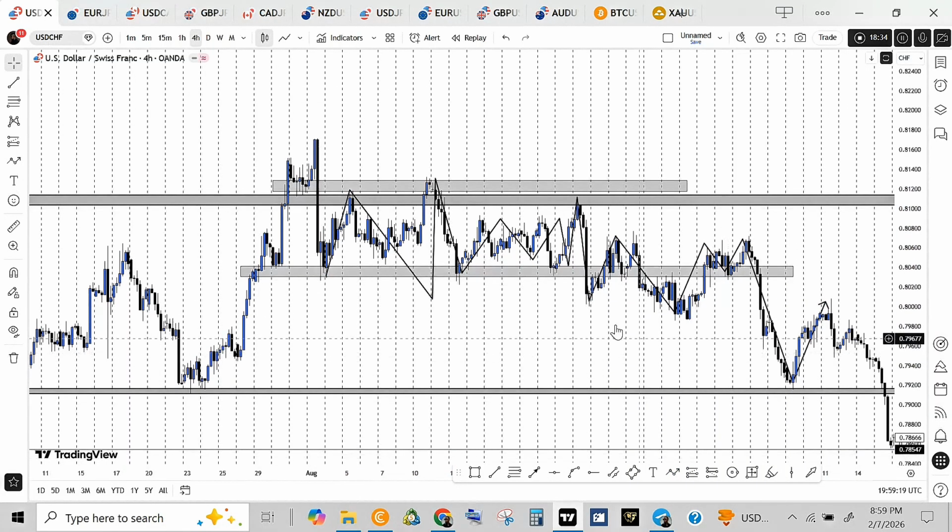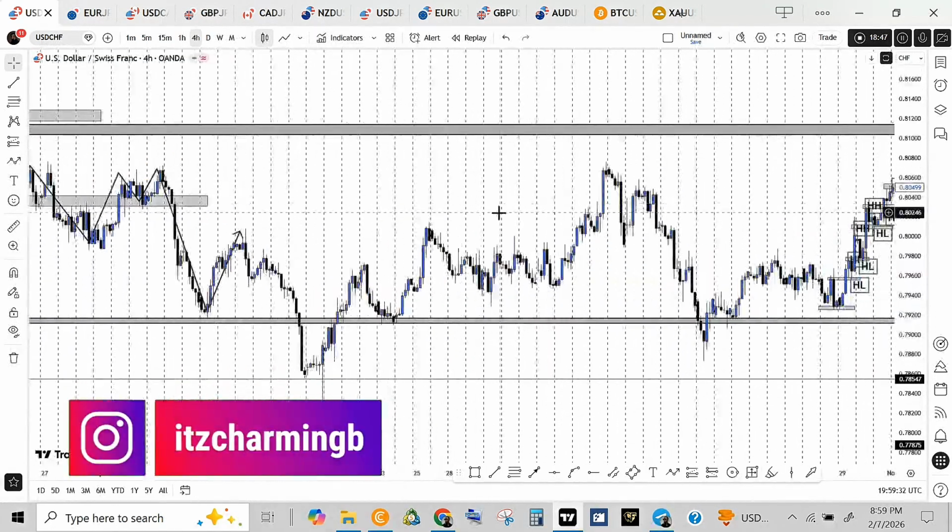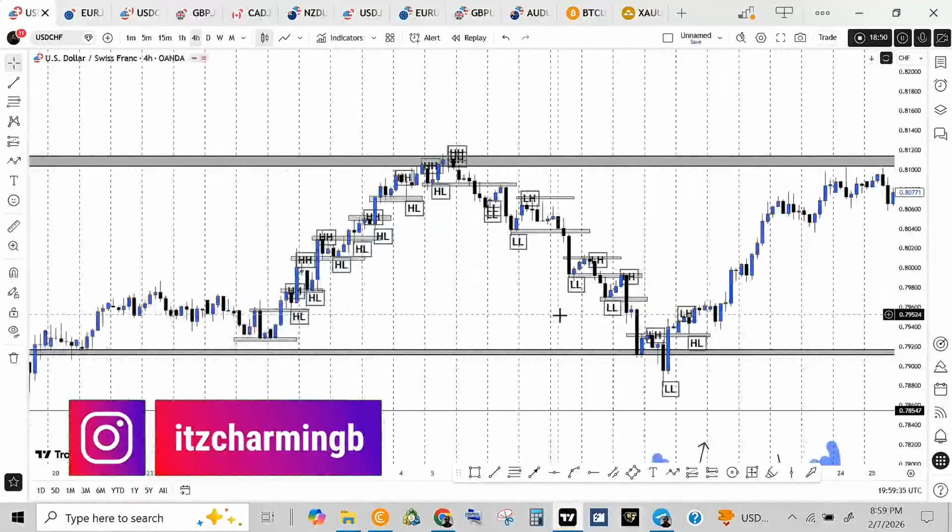So once you see a market structure like this one, you just know that this is a ranging market. This is a consolidating market. I believe that by now you've understood what this is about.